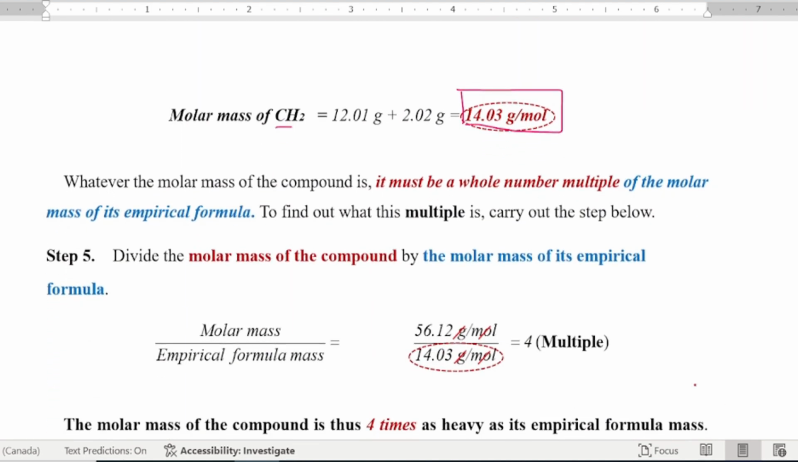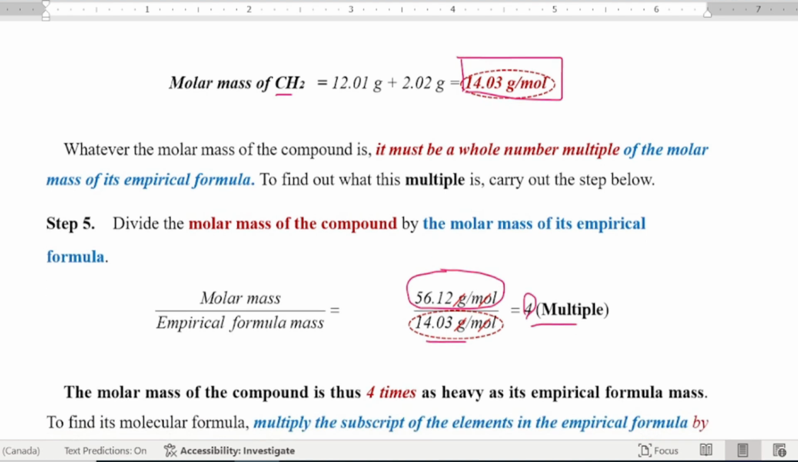So what do we do? We take that molar mass for the real compound that you want to find, and divide it by the empirical formula mass, okay, and you get a multiple of 4. So whatever that compound is, it is 4 times as heavy as its empirical formula mass. So how do you get that?